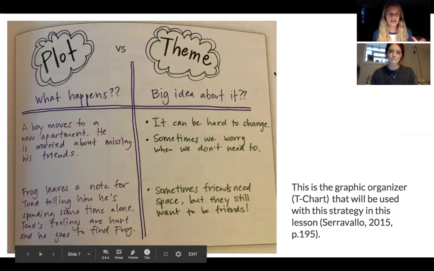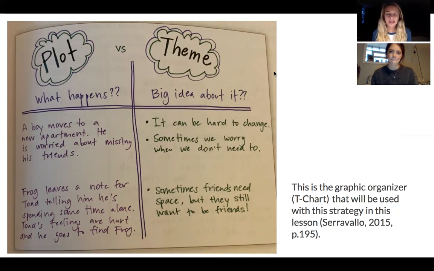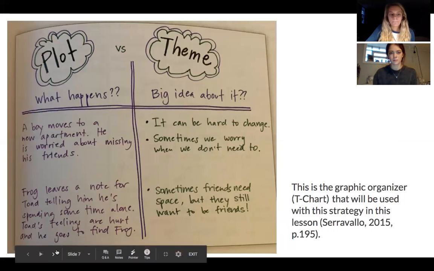This would be an example of what our T-chart will look like. As you can see, on the left side, we have one section for plot, and then below that we have what happens. And then in the other section, we have theme, and what's under that is big idea about it. This chart was taken specifically from the Serravallo textbook, and we actually use the examples later on. We will explain more about that in a minute.